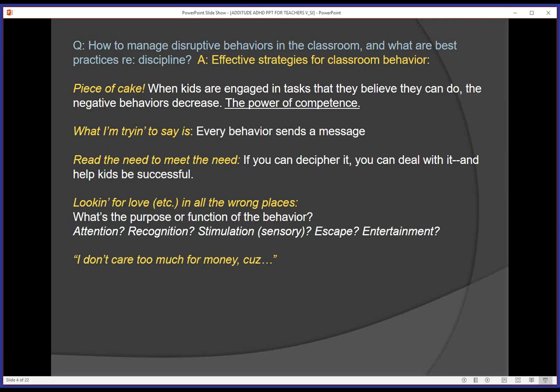I don't care too much for money, because why? What does that mean? Sometimes we use behavioral approaches to get kids to do things. We offer them incentives, or we say, if you don't do something in a certain way, something good will be taken away from you. Those are effective behavioral practices, but if we've got the wrong strategy in place for this kid, the incentive won't do much good.